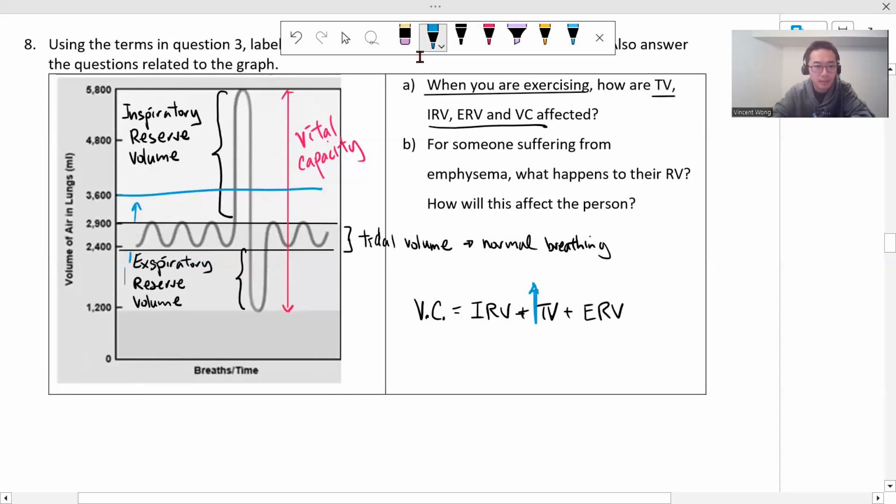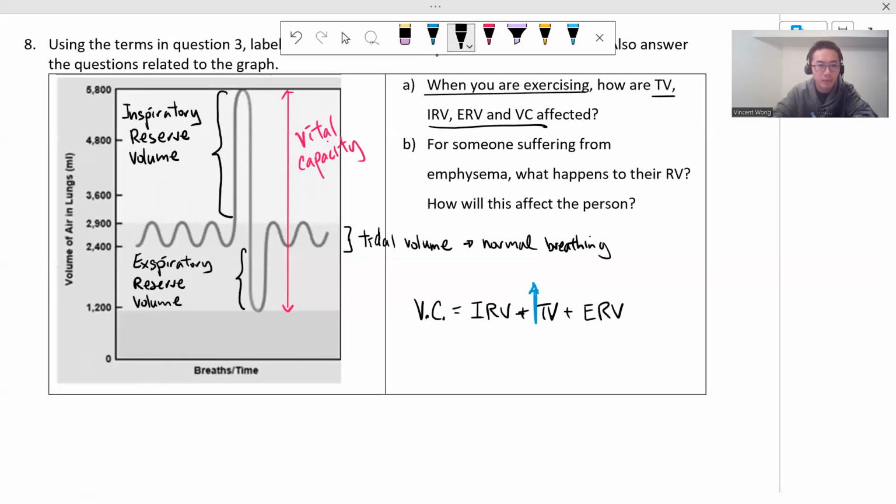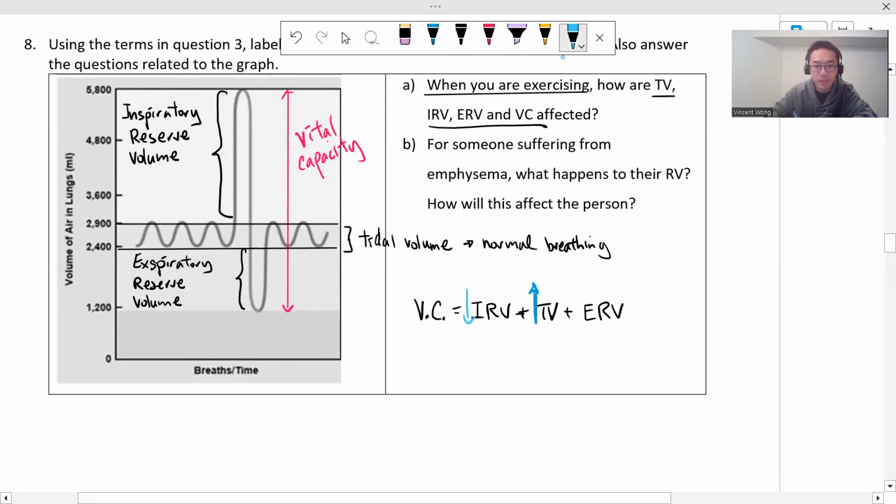Hold on a second. There we go. Oh, I erased everything. There we go. That's going to decrease. Okay, but here, no change.